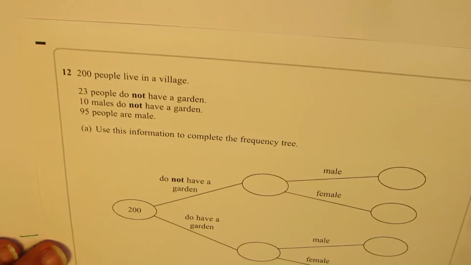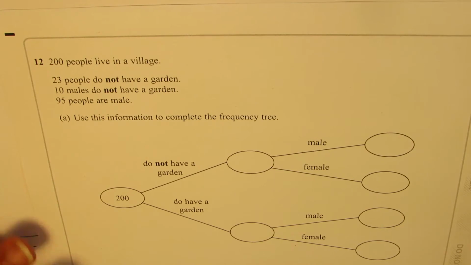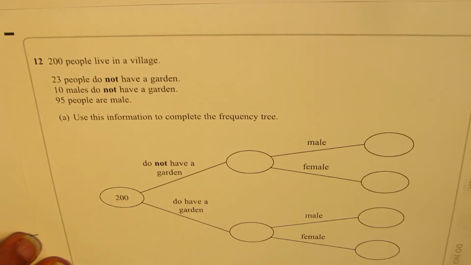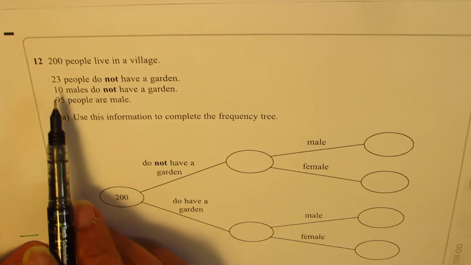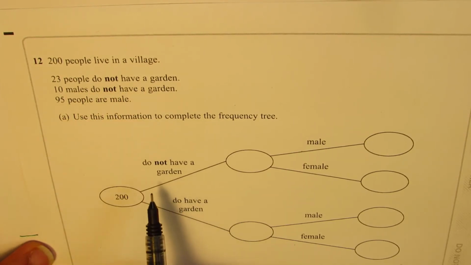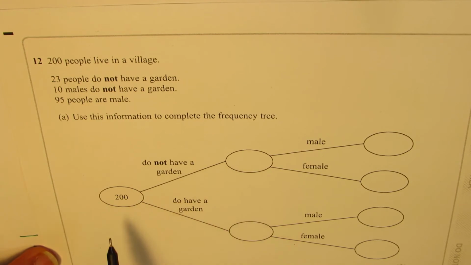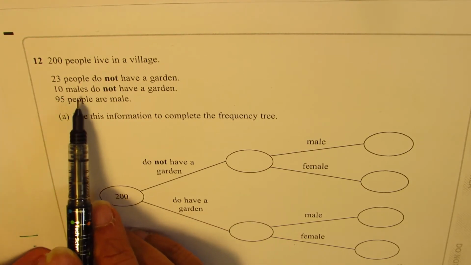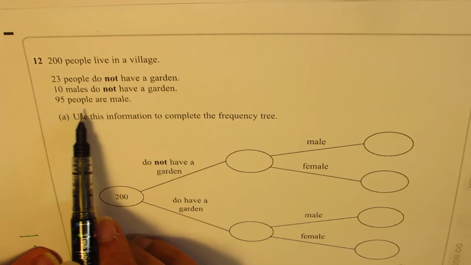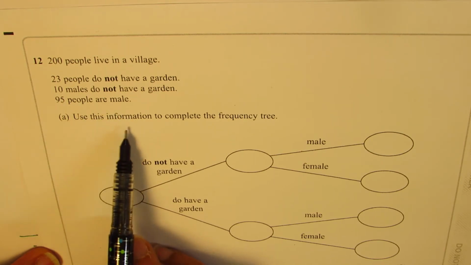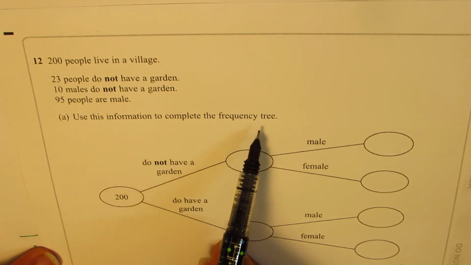Clear? So let's move on and take the next question, which is going to be the last question of our part 1. So this is midway. We have 24 questions in all. Question number 12 is 200 people live in a village. So total is 200 given to us right there. 23 people do not have a garden. So do not have a garden, 23. 10 males do not have a garden, 95 people are male. Use this information to complete the frequency tree.